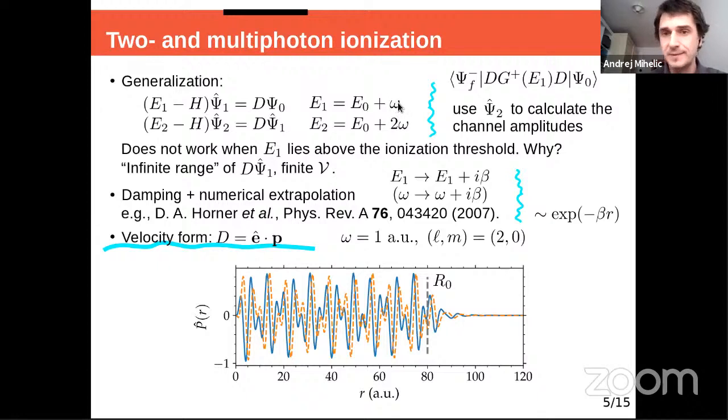Now, this problem has actually been addressed by using a complex photon energy, and then extrapolating the results to zero value of this imaginary constant, which makes the driving term exponentially damped. This makes the second order solution well behaved in this case. Now this introduces some other problems.